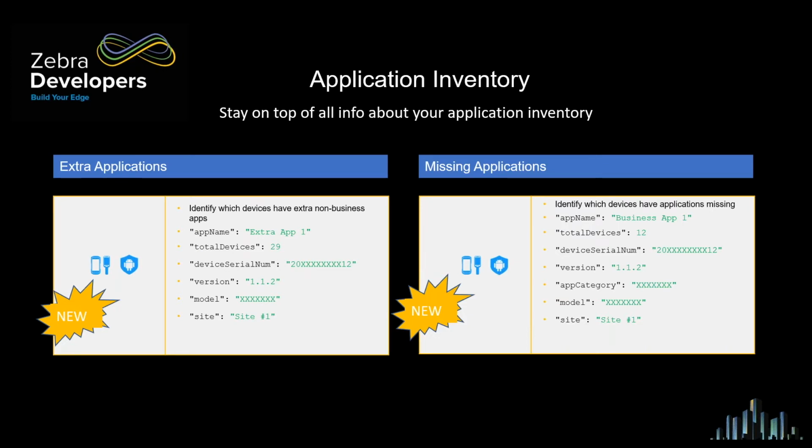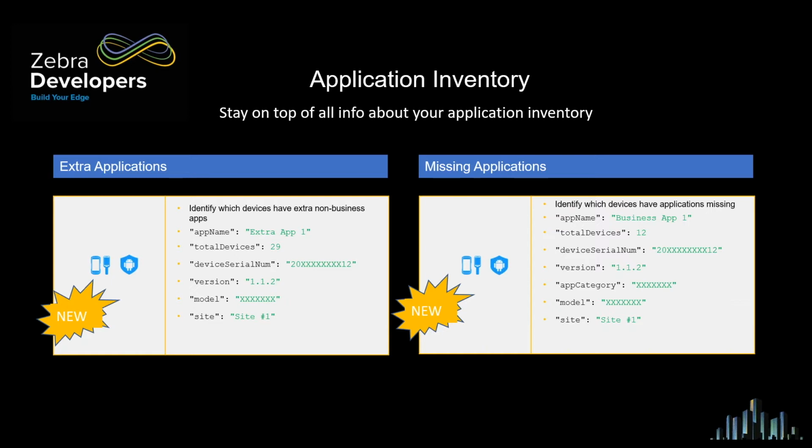So as part of application health and device health, we are also launching these two sets of APIs and reports. These are for extra applications and missing applications. By extra applications, I mean that we have seen historically in our devices that there are scenarios where customers have apps which may not really be useful for their business usage. It could be a game, it could be a common utility which may not really help the business. So we are flagging all of those.